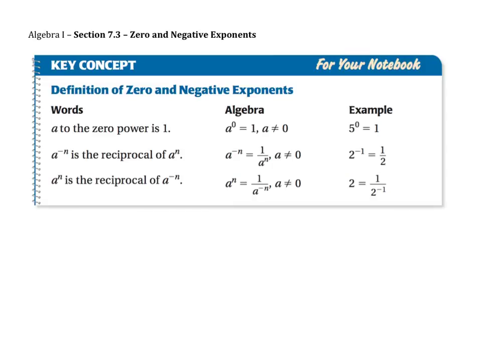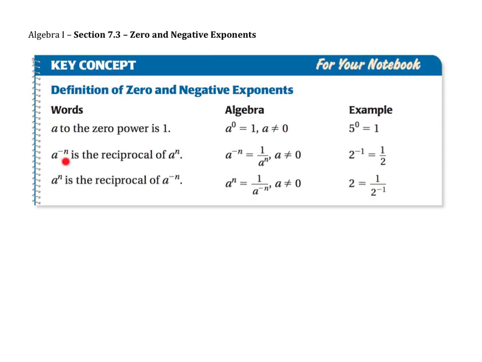In section 7.3, we're going to explore what happens when you have 0 and negative exponents. So to start, a to the 0 power is 1. Any number to the 0 power is equal to 1. So 5 to the 0 is equal to 1. A billion to 0 is equal to 1.